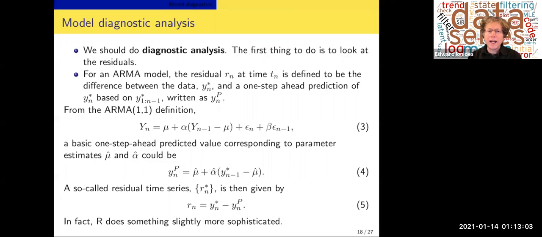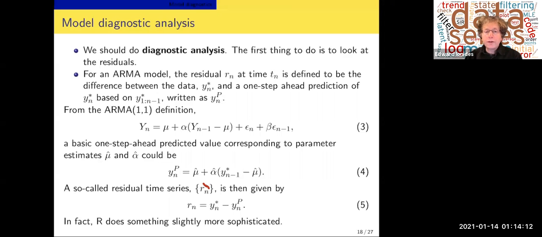Now, how are we going to do this? We have the ARMA definition, which I've copied again here in equation 3. And if we want to predict y_n from the previous data, we might think, well, we know that the epsilon n's are mean 0. We can't really predict them. Let's just plug in 0 for those things, and then we'd get a prediction estimate. y_n^P is mu hat plus alpha hat times (y_{n-1} star minus mu hat). And then a residual time series would have its nth entry, which is just the difference between y_n star and y_n^P. I'm not starring r, so this little star should really be crossed out. There we go.